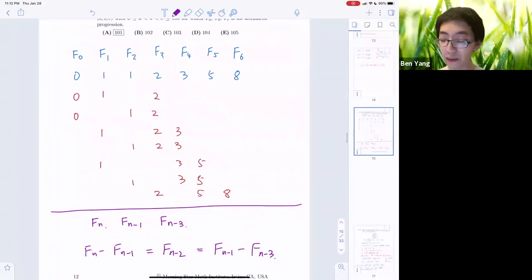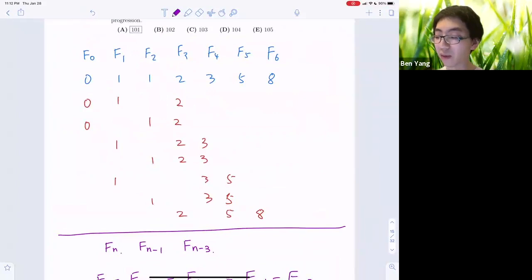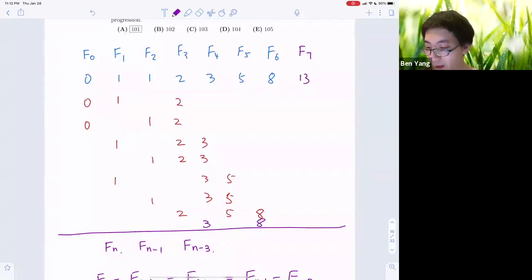Okay, so basically that means if we add another number there, like the next term F7, which is equal to 13, then we're going to have one more arithmetic sequence, which is 3, 8, and 13. Right, the common difference is 5 there. And if you think about it, 3, 8, 13 is the only arithmetic sequence ending with 13.